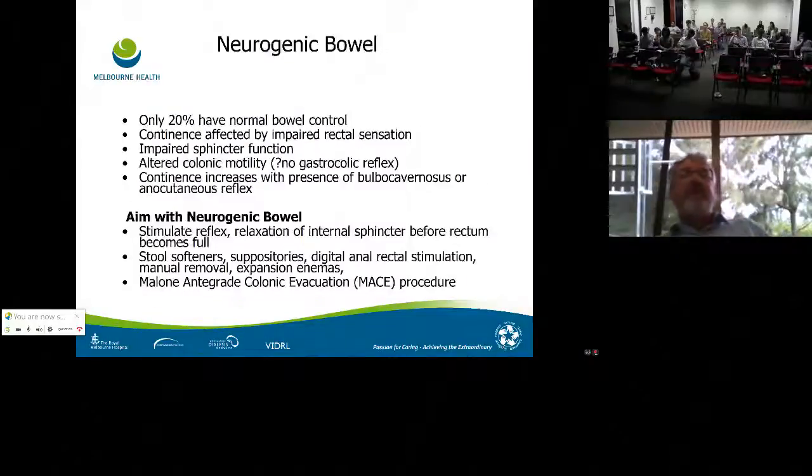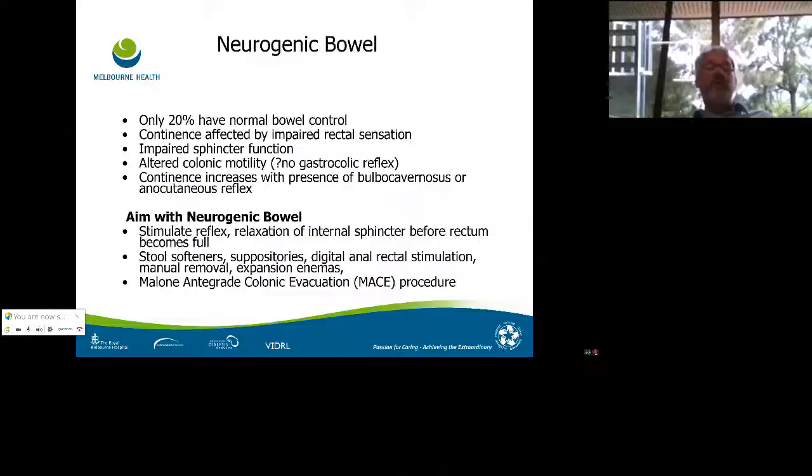In terms of the neurogenic bowels, 20% have normal bowel control. There is impaired rectal sensation, impaired sphincter function, altered and slowed colonic motility, possibly due to gastrocolic or lack of gastrocolic reflex. If you've got a bulbocavernosus or anocutaneous reflex, continence can be very significantly improved.